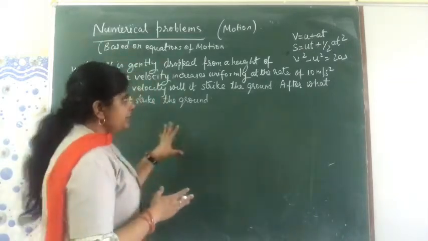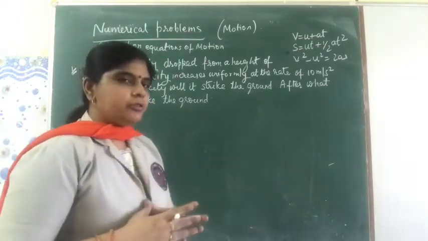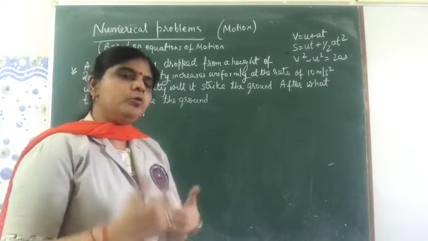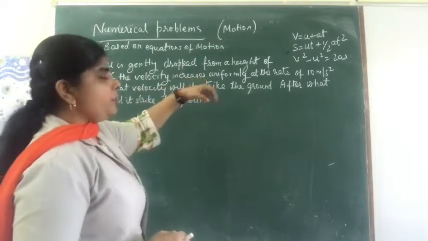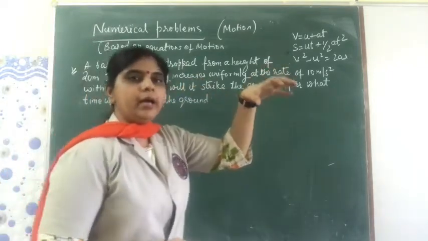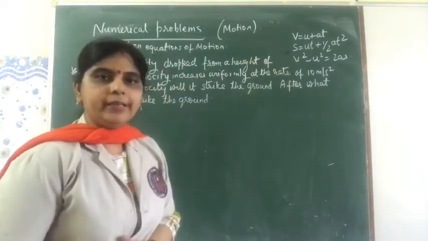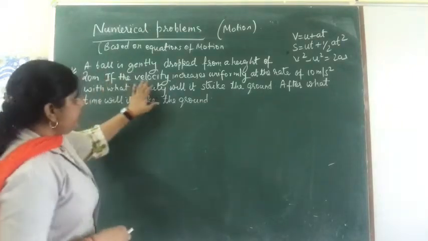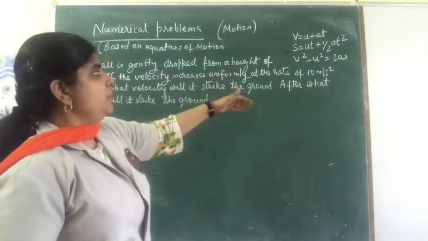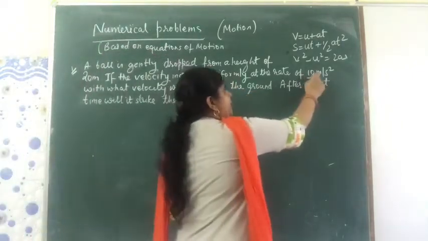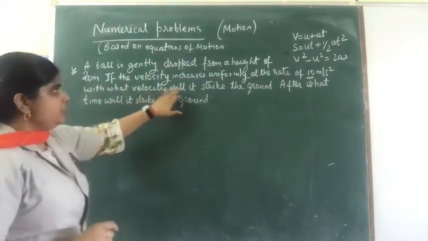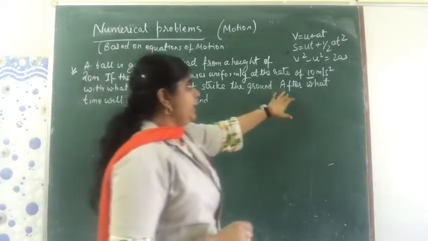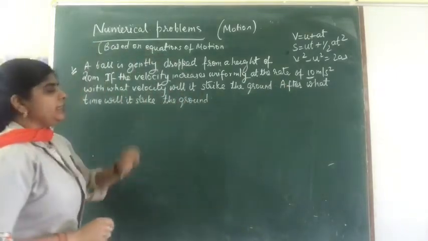So children, I have selected one problem. Let us try to solve it. A ball is gently dropped from a height. From a particular height, I am dropping a ball. Now, if the velocity increases uniformly at the rate of 10 meter per second square, with what velocity will it strike the ground, and after what time will it strike the ground?